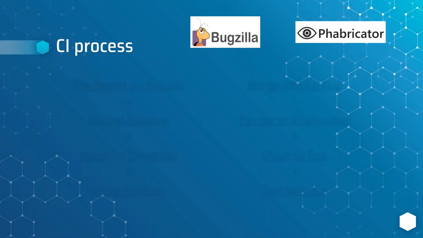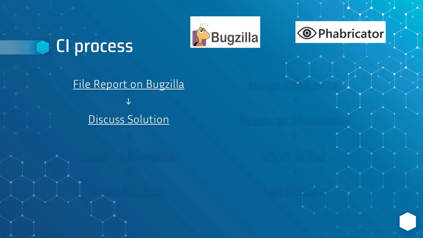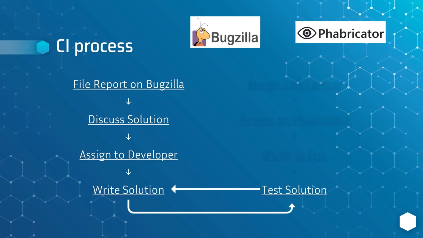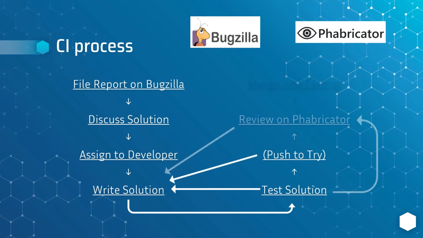First, we will take a look at the CI process. The continuous integration process for a bug report or feature request can be seen on this screen. Note that Firefox uses Mercurial instead of Git. The process starts when someone files a bug report on Bugzilla. Interested contributors can then discuss a code change and assign a priority. Next, the issue is assigned to a developer, who can then write a solution and test it locally. Testing the patch on the try server is common, but it is also optional.